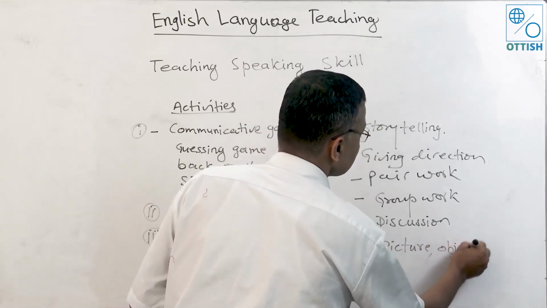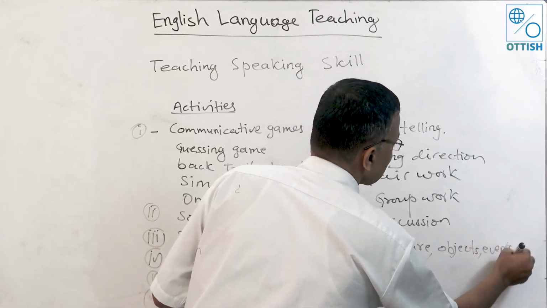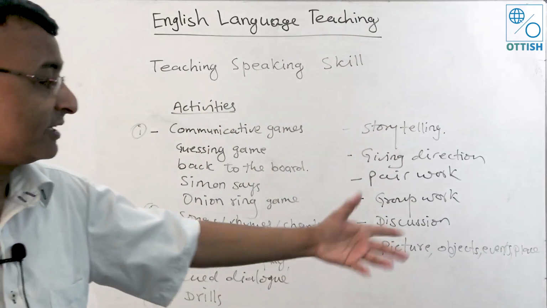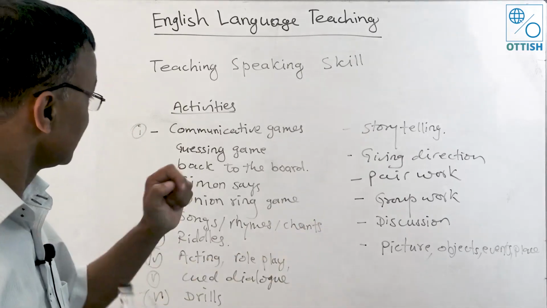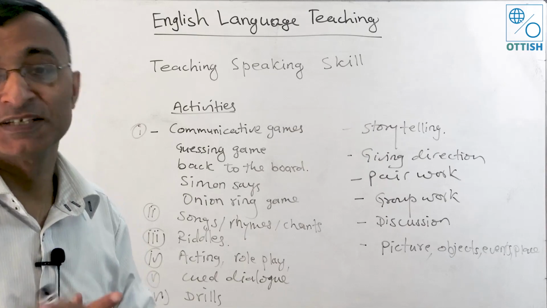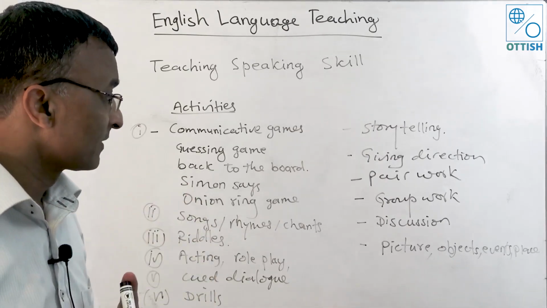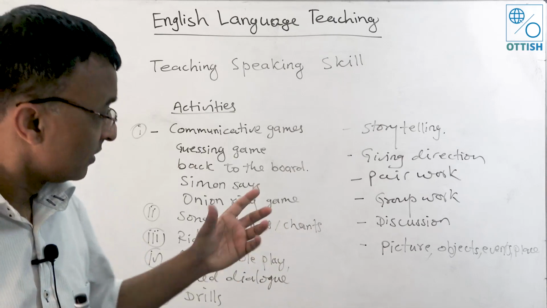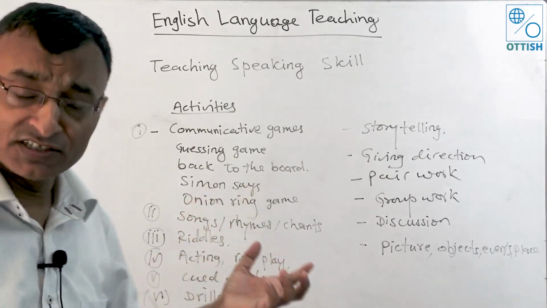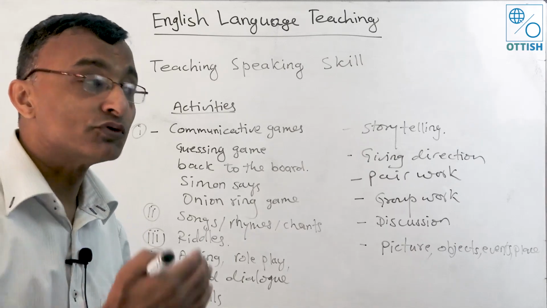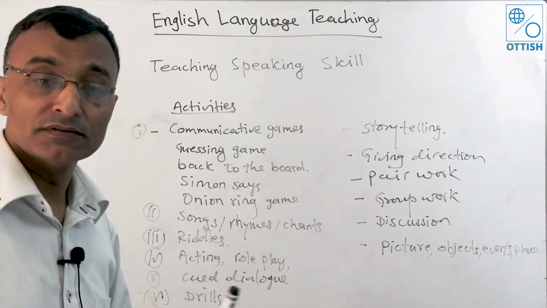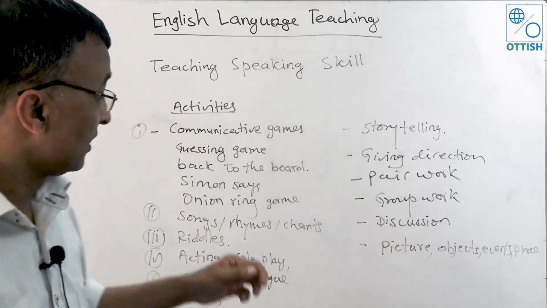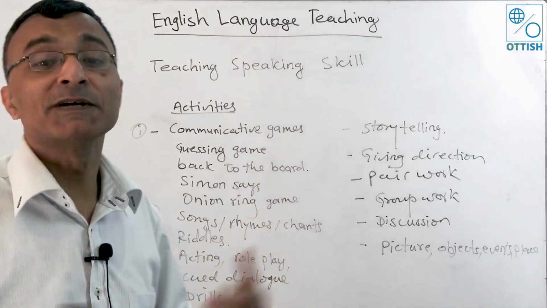Another important activity, that is describing pictures, real objects, events, or places. This is a very, very important activity for developing speaking skill. The teacher presents the picture and asks them to describe it. What is it? The teacher can ask questions for leading them to the discussion or describing. Otherwise, they may feel difficulty in describing.